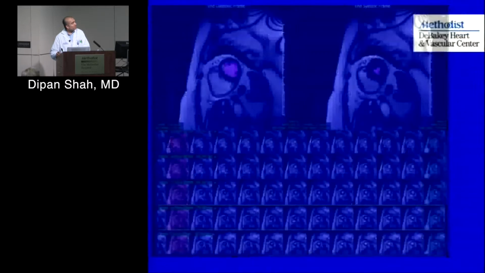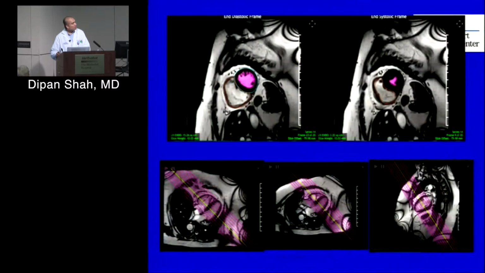Let me skip past this here. There's a couple of things that are important to be able to identify, which is because we're acquiring a tomographic acquisition, and the patient, when they're in the scanner, there's a coordinate system, you can actually see exactly where this short axis slice is in relation to other long axis slices.